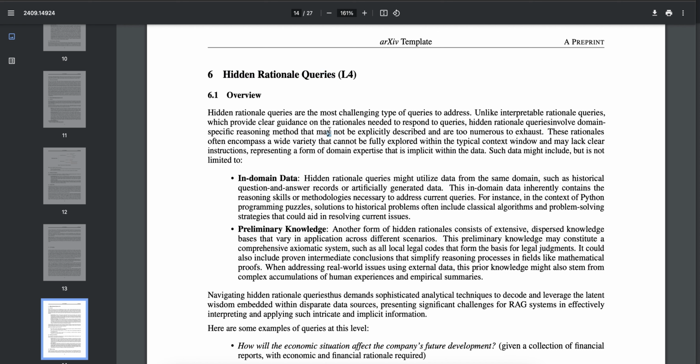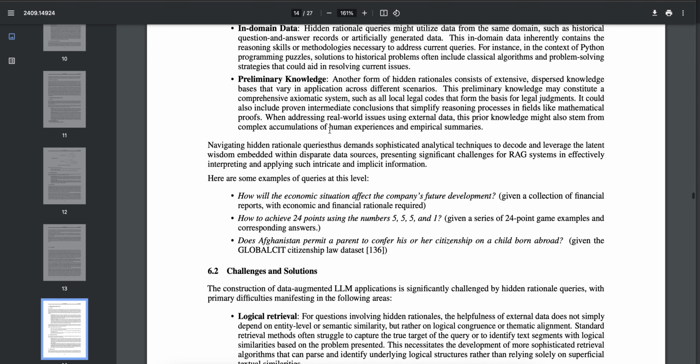But obviously, as a person who's working on these models, you want your model to not hallucinate on these types of queries. So, does Afghanistan permit a parent to confer his or her citizenship on a child born abroad? Just see, guys, this is, I think, the toughest type of query you can give to a model, because you are asking 2-3 things, then the model is going to get the data for 2-3 things, and accordingly it is going to produce some rational answer for that.